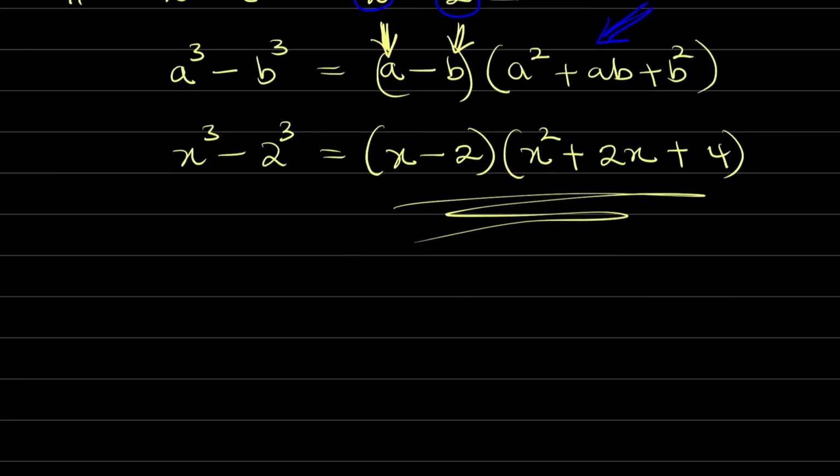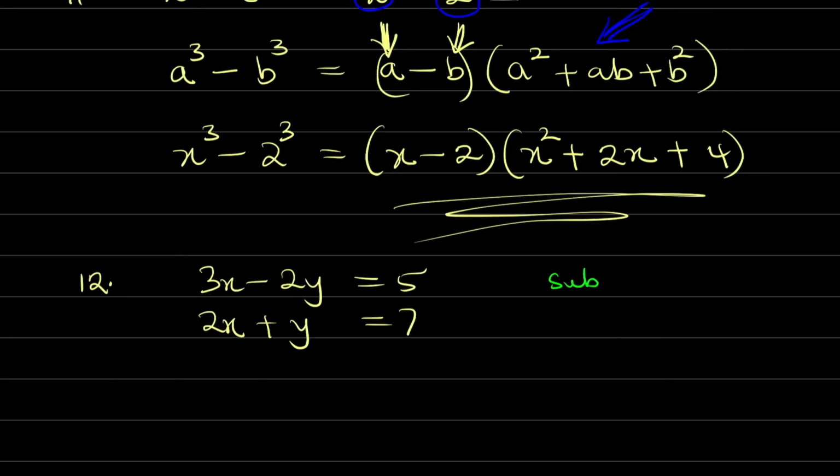Moving on to question number 12. Question number 12 says we should solve this system of simultaneous equations, which is 3x minus 2y is equal to 5 and 2x plus y is equal to 7. We've also solved a simultaneous equation before. Let's see if we remember the processes involved. We used substitution and elimination earlier, and that is what we are still going to use.